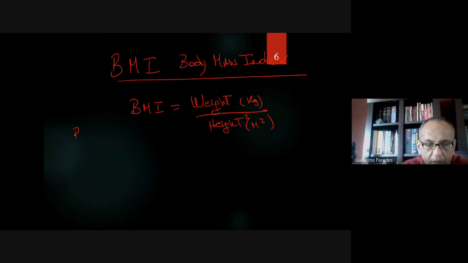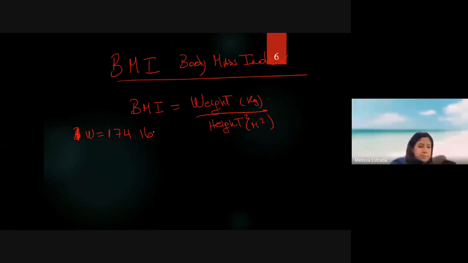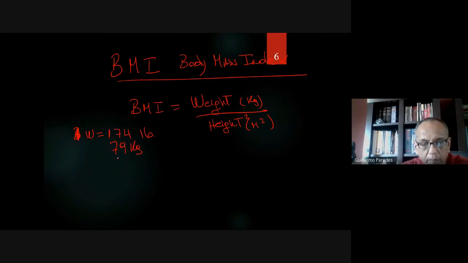Let's calculate my BMI. I am right now 174 pounds. How much is that in kilograms? Hold on. Yes, 79 kilograms. So we have the weight already. Now let's go to the height.